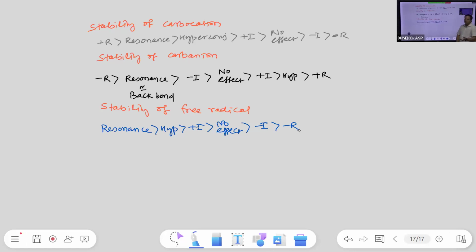Hyperconjugation you have already studied, you can revise it. In hyperconjugation, it is the shifting of electron at the alpha position, and that is complete shifting of electron. But inductive effect is partial shifting of electron. Hyperconjugation is more dominating over plus I or inductive effect. Overall, between resonance and hyperconjugation, resonance is dominating because in resonance the shifting of electron happens throughout the conjugation, but in hyperconjugation it is only up to the alpha position. Okay, so it is clear.